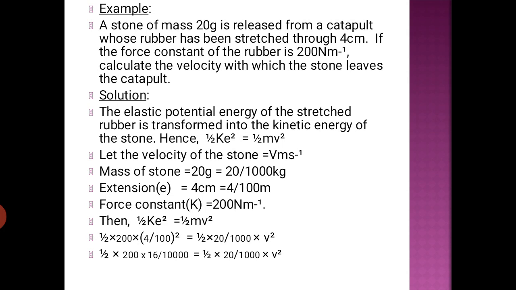Example. A stone of mass 20 grams is released from a catapult whose rubber has been stretched through 4 cm. If the force constant of the rubber is 200 Newtons per meter, calculate the velocity with which the stone leaves the catapult. You can see you have to change so many units here. Instead of gram, you work with kg. Instead of cm, you work with meters.